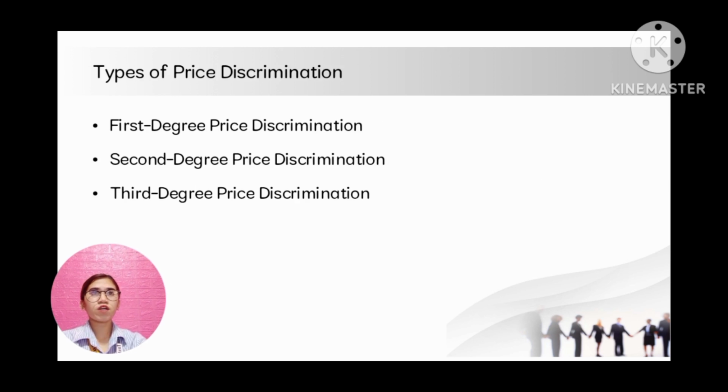There are three types of price discrimination: first-degree price discrimination, second-degree price discrimination, and third-degree price discrimination.